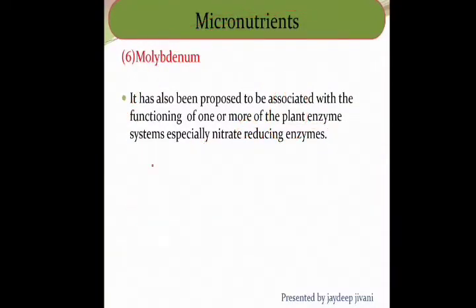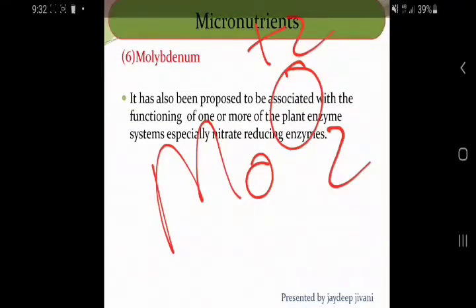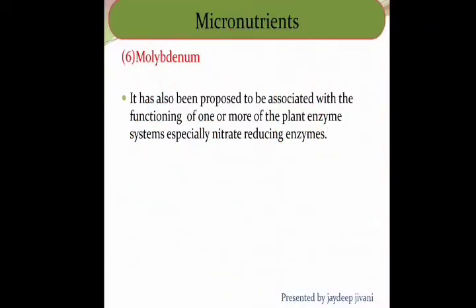Here Mo means molybdenum, O means oxygen, and plus 2 means it is a di-ion. So molybdenum is absorbed by the plant from the soil in the form of an ion. The plant absorbs molybdenum in this form from the soil. Now we will discuss the function of molybdenum in the plant.